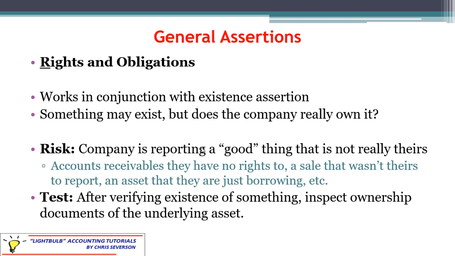A few examples of this would be accounts receivables that they have no rights to, a sale that wasn't even theirs to report. If they're consigning items for another company, they may physically have the inventory on hand, and they may have made a sale, but it's not really their sale. It's the original store's sale. They get a commission, but that's it. An asset that they're borrowing, they can't report that as theirs. So after you verify that something exists, inspect the ownership documents of that asset to make sure they purchased it and it really is theirs.